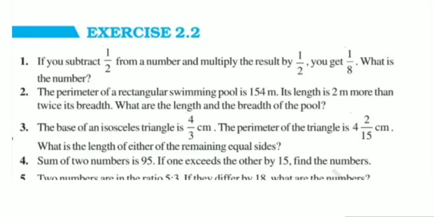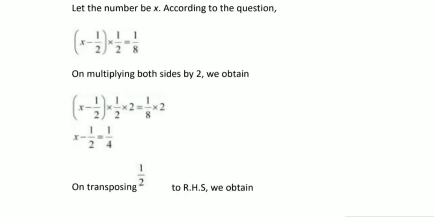It is, if you subtract 1 upon 2 from a number and multiply the result by 1 upon 2, you get 1 upon 8. What is the number? See the solution. Let the number be x. Okay. So according to the question, x minus 1 upon 2, because we have to subtract 1 upon 2. Okay. And this result we have to multiply by 1 upon 2. So into 1 upon 2. Then this is equal to 1 upon 8.